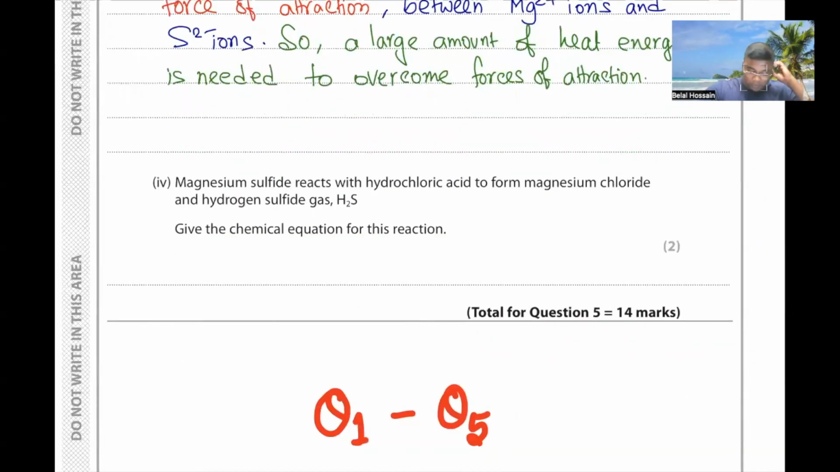Last question of the part 1 video. Magnesium sulfide reacts with hydrochloric acid to form magnesium chloride and hydrogen sulfide gas. Give the chemical equation for this reaction.